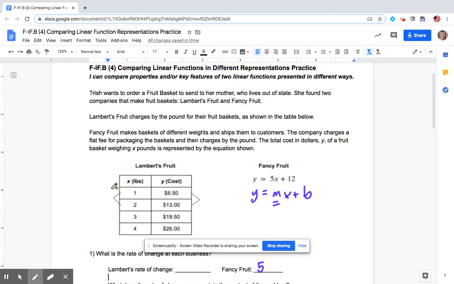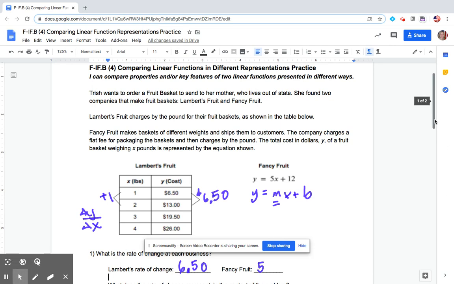Lambert's Fruit, on the other hand, my x is increasing by 1, but my y, what am I increasing by? Well, it would be $7 if this was just 6 to 13, but it's 6.50 to 13, so I'm increasing by 6.50 in the y. So remember, change in y over change in x is my rate of change. So 6.50 over 1 is 6.50. So I've answered question number 1.